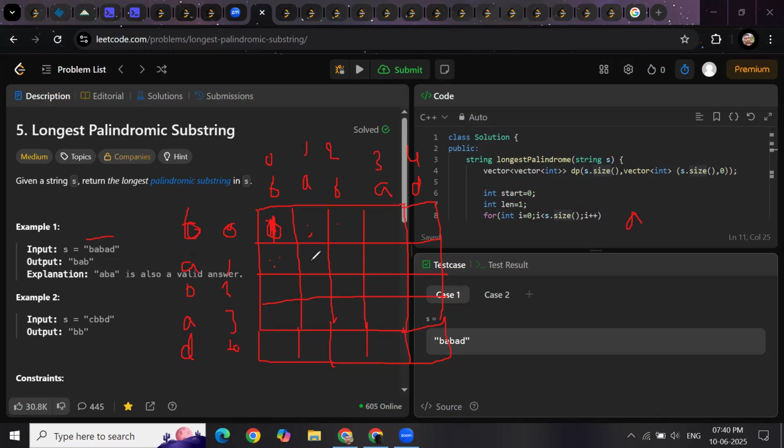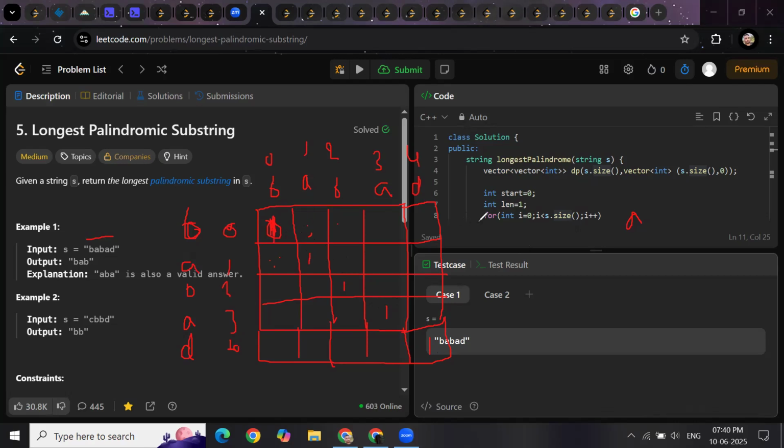So a single character will be a palindrome only. So we will mark all the diagonal as 1 because they will be palindrome only. Okay. Now we have marked the diagonal of the matrix, meaning all the substrings with single length as true. Any substring with single length will be a palindrome.